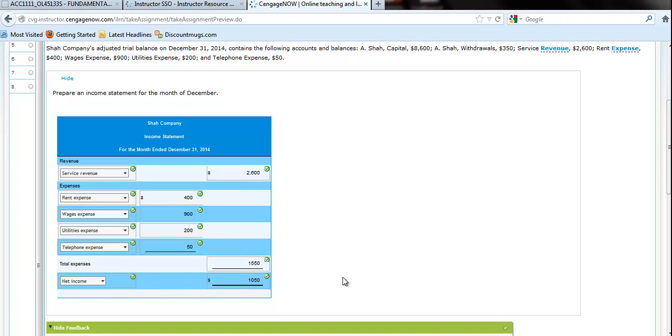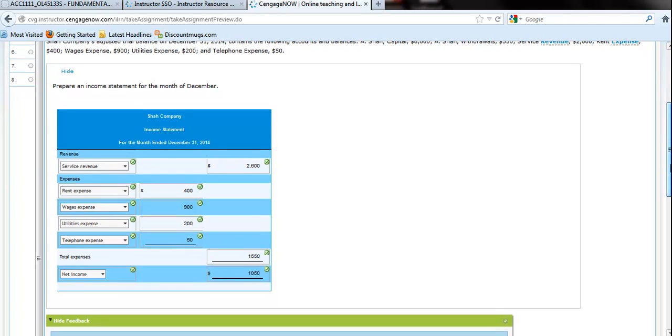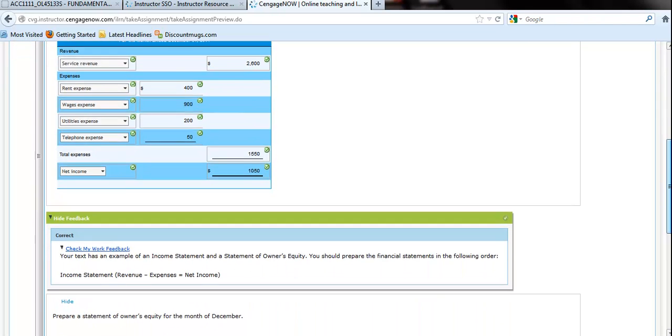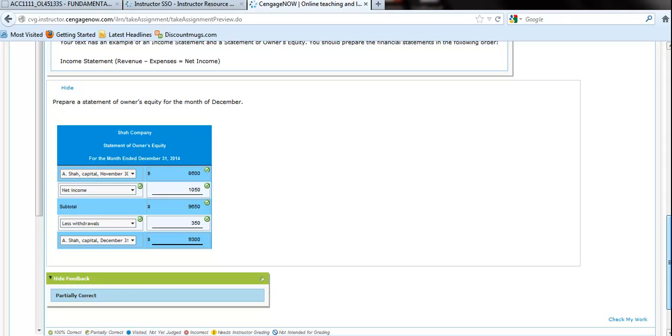So we prepare our income statement first, and keep in mind from previous assignments we have to do that because we need the net income in order to prepare the statement of owner's equity. So the statement of owner's equity simply summarizes for us the changes in our owner's equity over a period of time. In this example, we're dealing with a month. It says for the month ended.